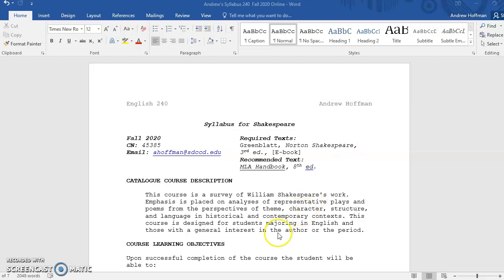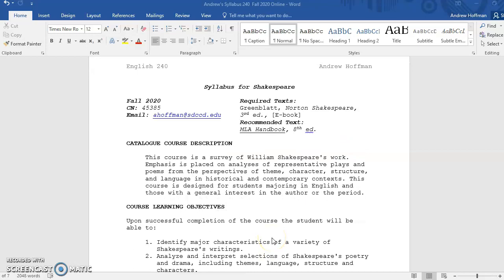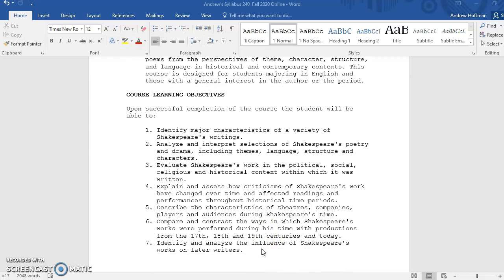Catalog course description. This is a description of what this course is about. It's straight out of the catalog. If you actually own the catalog, you would know that, but who does? This course is a survey of William Shakespeare's work. Emphasis is placed on analyses of representative plays and poems from the perspectives of theme, character, structure, and language in historical and contemporary context. This course is designed for students majoring in English and those with a general interest in the author or the period. Sounds pretty straightforward, right?